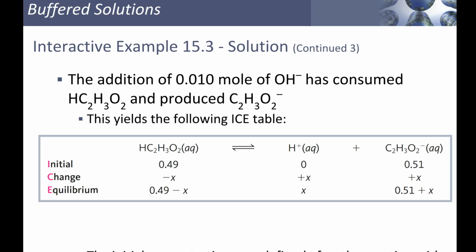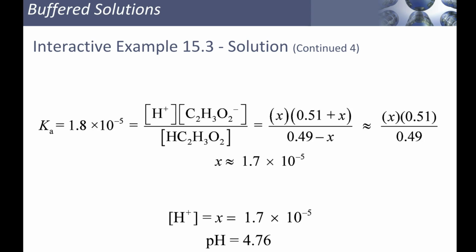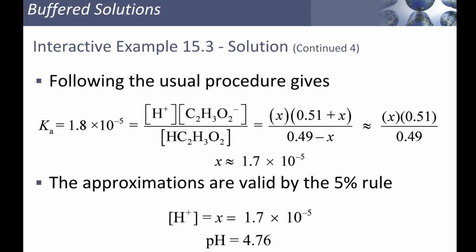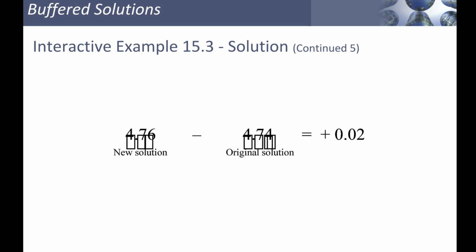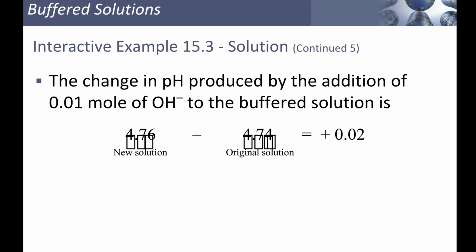Okay. So now your new ICE table looks like this. Sorry, Eli, I just realized that you can't see that little. That's okay. Well, he still has the power. So Eli, now the pH is 4.76. What was it before? 4.74. So it's not much of a change, right? Because it is a buffered solution, and it's going to take it up. Okay? So the change is 0.02.